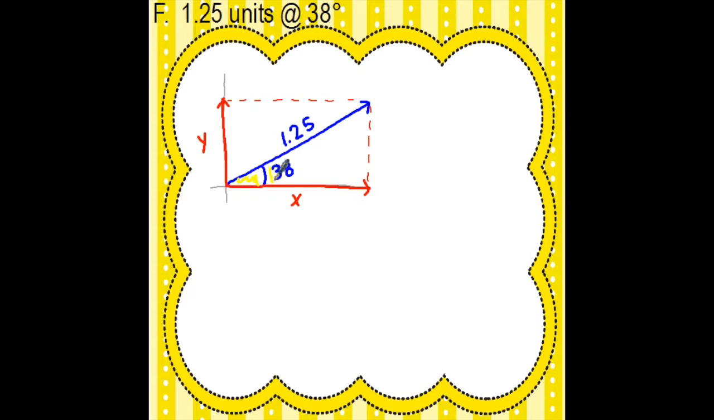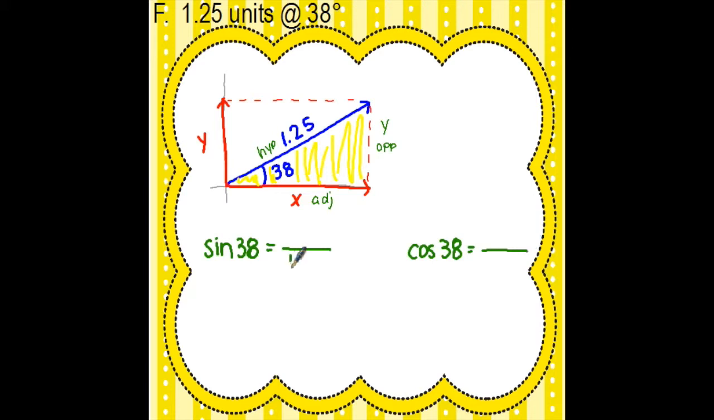I'm looking at this triangle. Opposite has a length of y. I'm breaking into components. I know it's sine and cosine. My hypotenuse is 1.25. Sine is opposite over hypotenuse. My opposite side is y. My adjacent side is x. I cross multiply.